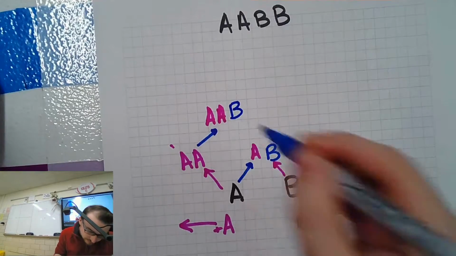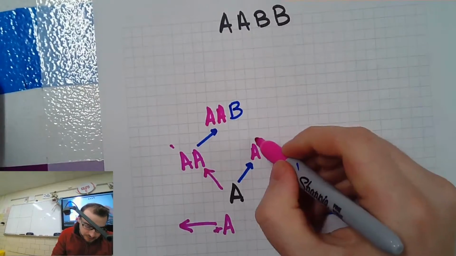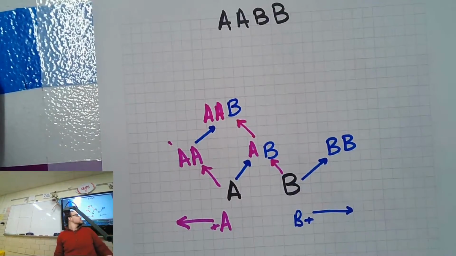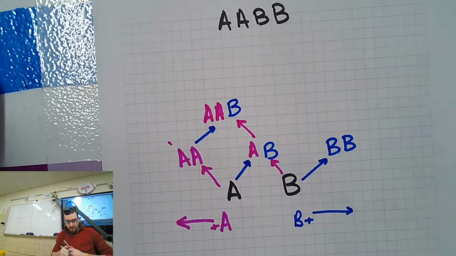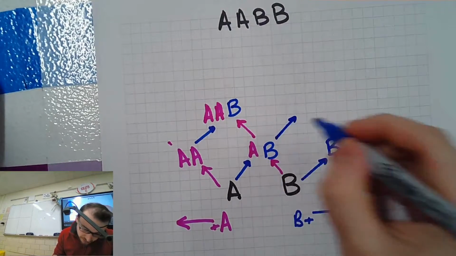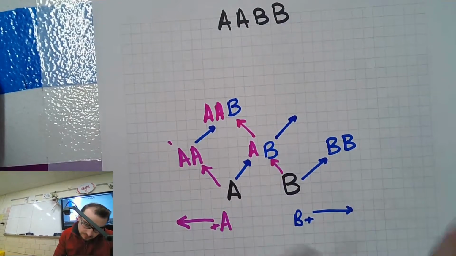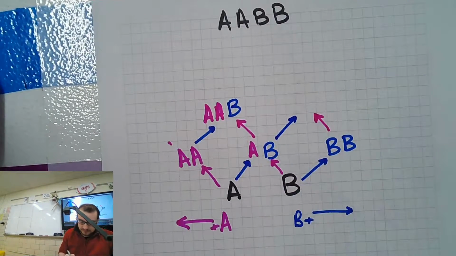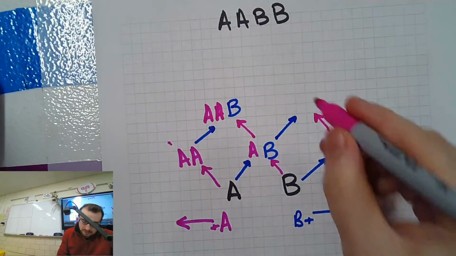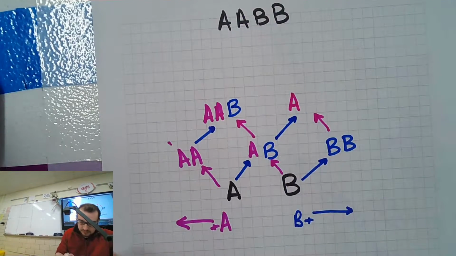AAB. Which you'll notice is what happens when I move to the left here, right? The exact same thing. So I bet you can predict what's going to happen here. What do I get here? ABB.